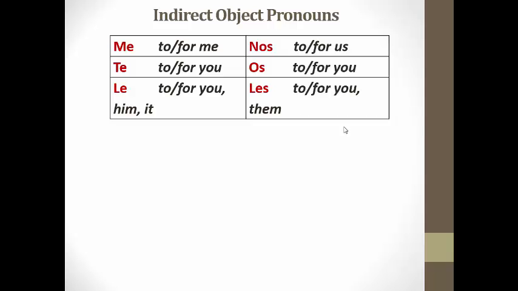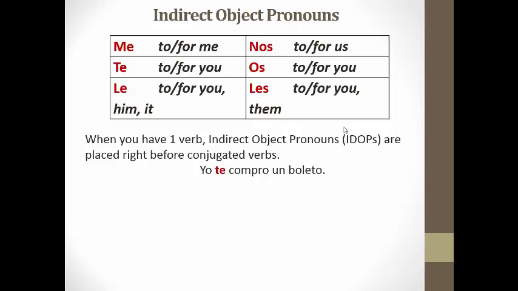When you go to use an indirect object pronoun, or what I like to call an IDOP, in a sentence, you have to think about location. Okay, so this is going to be the same pronoun rule that we had with DOPs. When you have one verb, your IDOP is going to go right before that conjugated verb. So let's look at this sentence. Yo te compro un boleto. I buy you a ticket. Okay, your IDOP is right here before the conjugated verb compro.